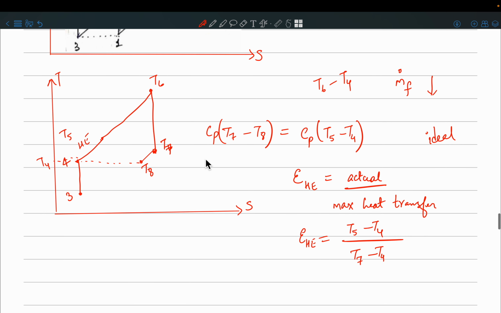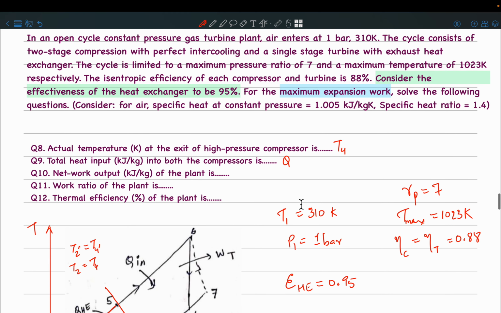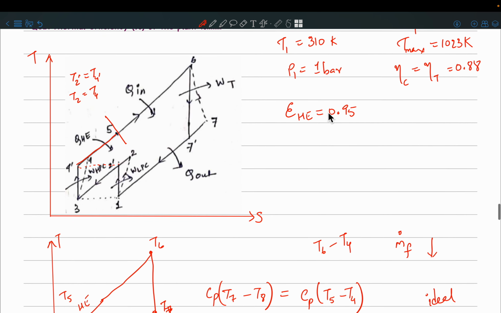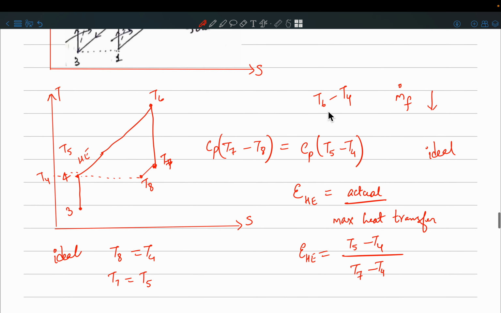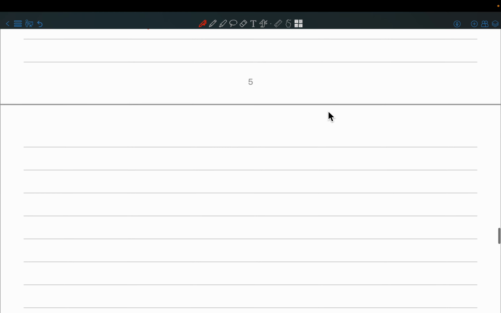Like I said, ideally we have T8 equal to T4, and of course we want T7 to be equal to T5. But in reality we will not be able to achieve this. T5 will be lesser than T7, and to find that, we have been given this efficiency of 0.95 for the heat exchanger. Okay, so let us now solve the cycle and get all the values.